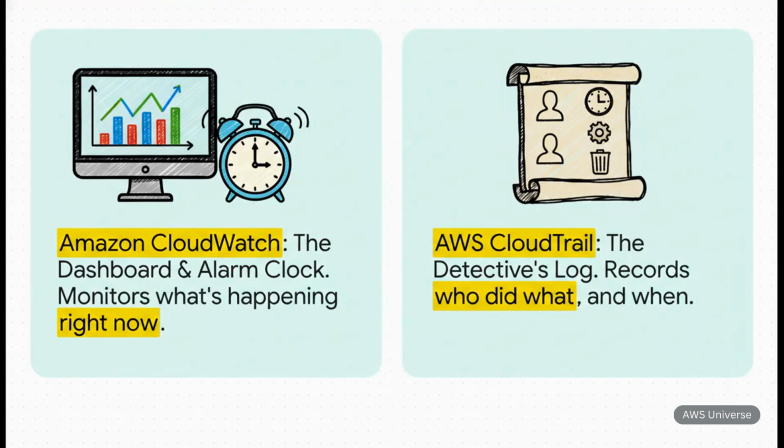Now, to keep an eye on everything, you've got two essential tools. There's CloudWatch, which is like your dashboard and alarm clock. It shows you exactly what's happening in your city right now and sounds an alarm if something goes wrong. And then there's CloudTrail. That's your detective's log. It records every single action, so you always have a perfect record of who did what and when.